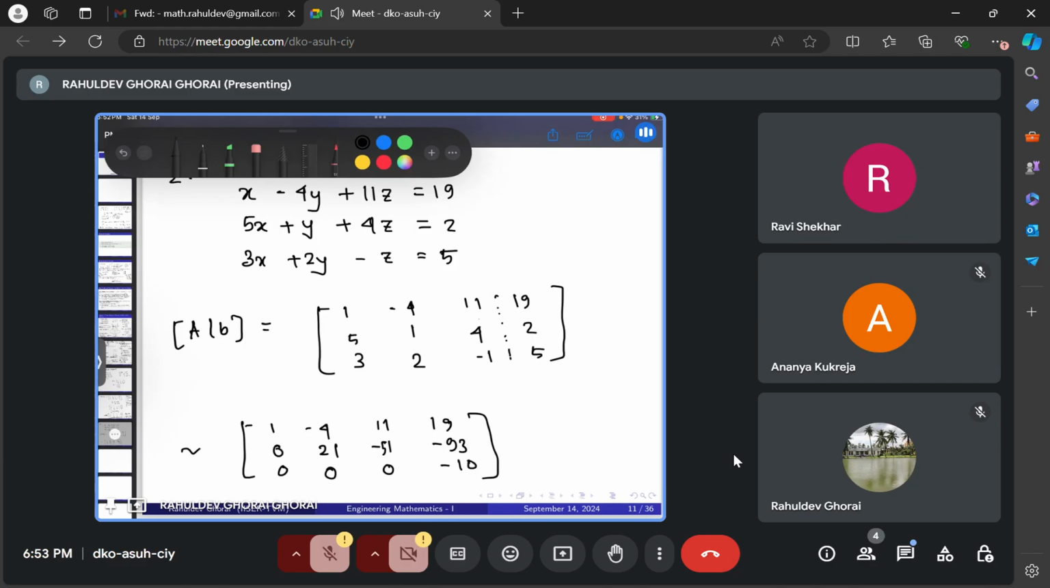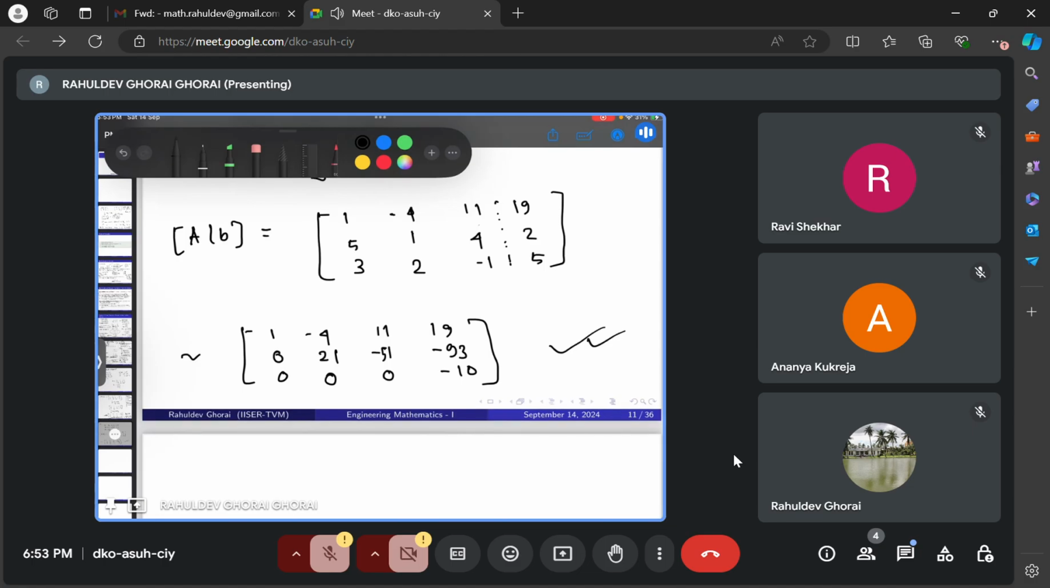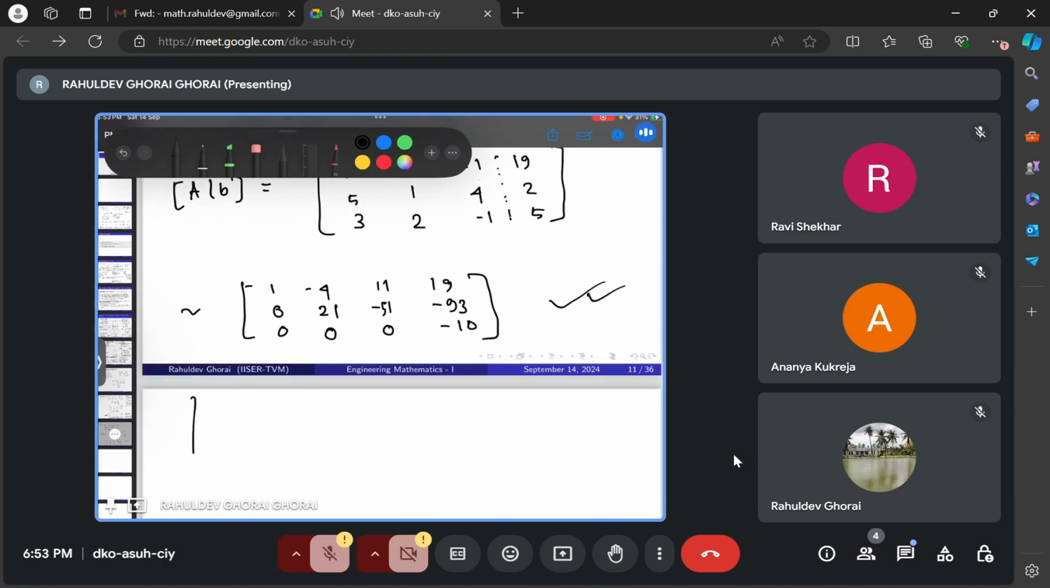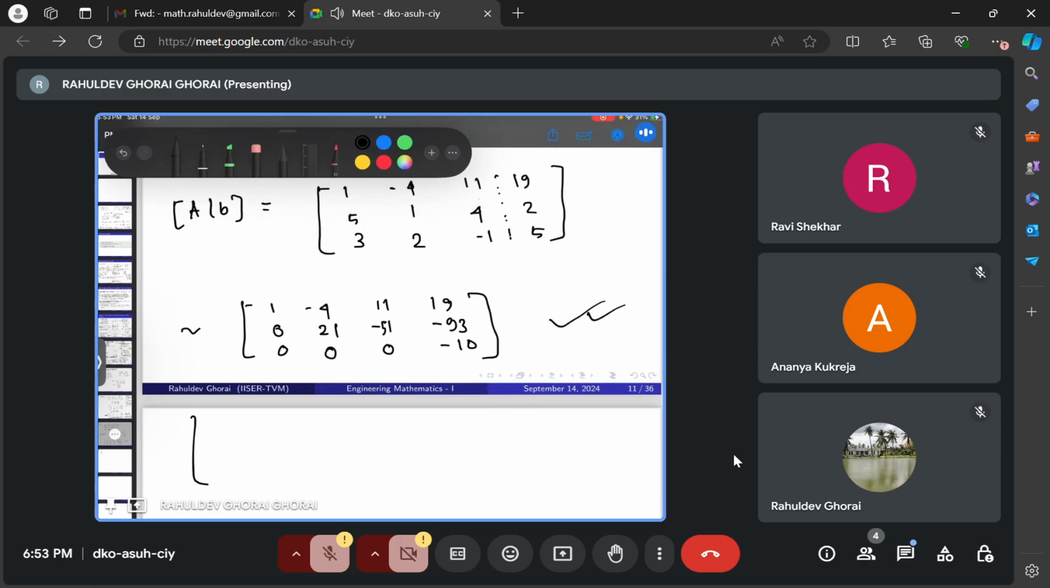I want to know whether you got the row echelon form. At least this looks like row echelon form. If you made some mistake inside that, I don't know, but the process is correct. We'll see what type of things we get. I will do it from the row echelon matrix.